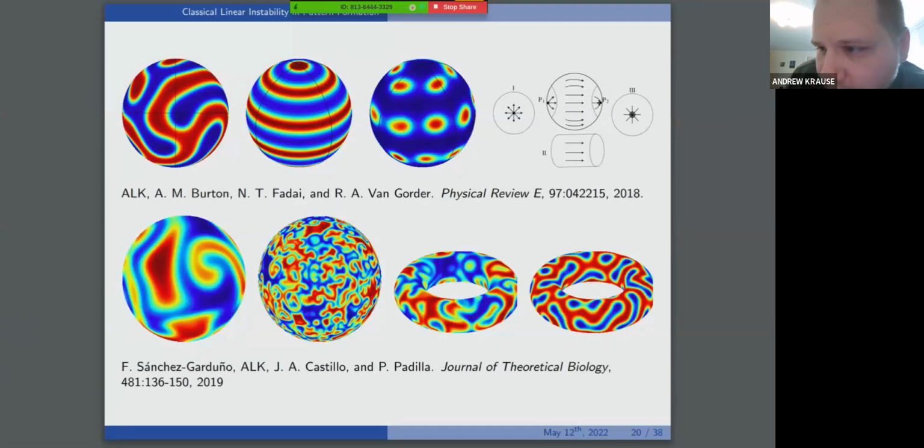Let me give you a few examples where I've personally written papers and looked at toy mathematical models of these things. So we've looked at things like spheres and tori. These are nice mathematical abstractions. We've done lots of simulations. We've applied this linear stability analysis.